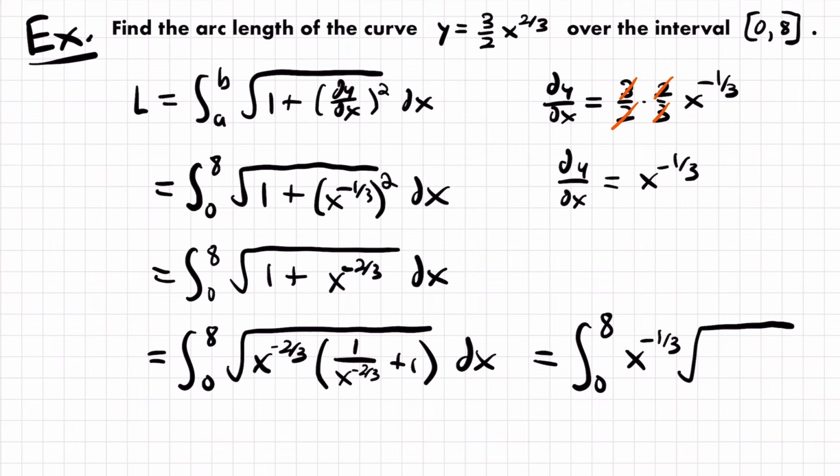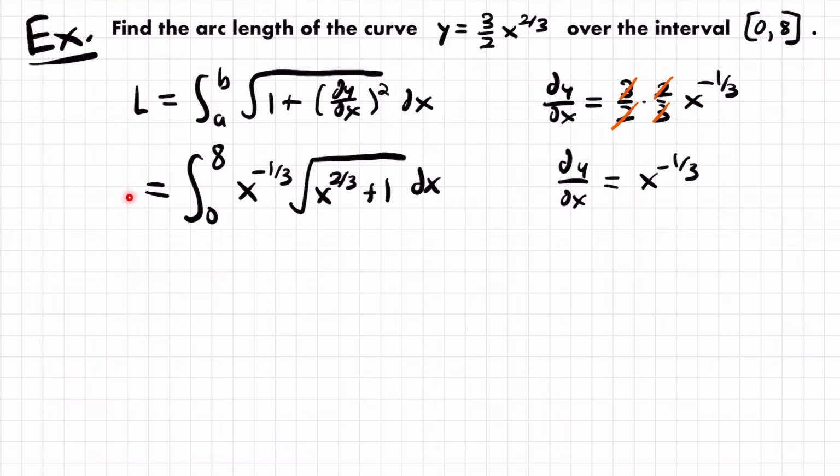Now what I'm going to do is rewrite this by moving this x to the negative 2/3 power to the numerator so that the exponent is positive. And so what we'll have is x to the positive 2/3 power plus 1 times dx. Okay, so I hope that made sense what we did there. We took the square root of this term to get x to the negative 1/3 power, but we still have the square root of this quantity, which I just rewrote by moving this negative exponent to the numerator, so now it is positive.